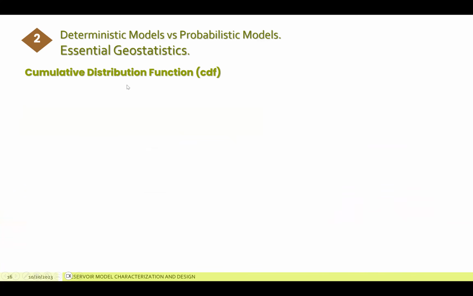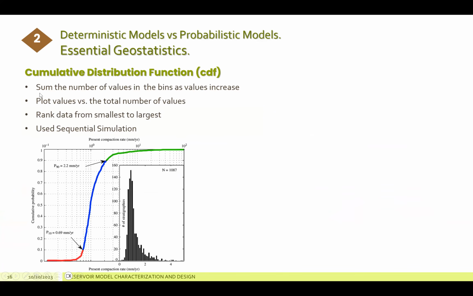Now, let's talk about the cumulative distribution function. A cumulative distribution function is a summation of your values in bins as the value increases. So you plot your values versus the total number of values, and you get this type of chart. With this chart, you can easily see the P90 and P10. See here, this is P10, sorry, and this is P90.